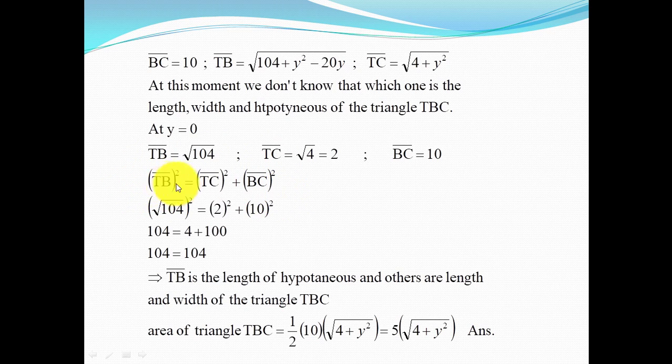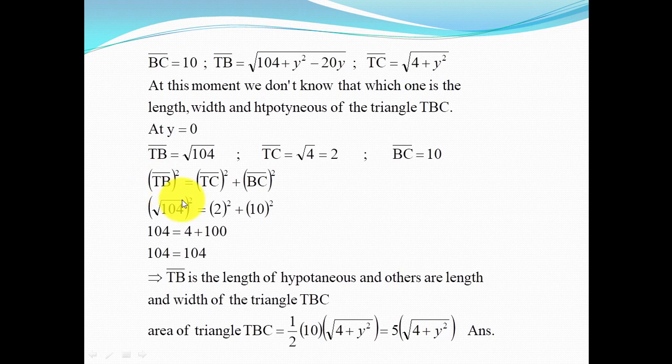If TB is the hypotenuse and these two are the length and the perpendicular, then it satisfies: the left hand side and the right hand side are equal. If it holds, then it implies that TB is the hypotenuse and the other two are the length and the width. Then we use these two in the formula for the area of a triangle.